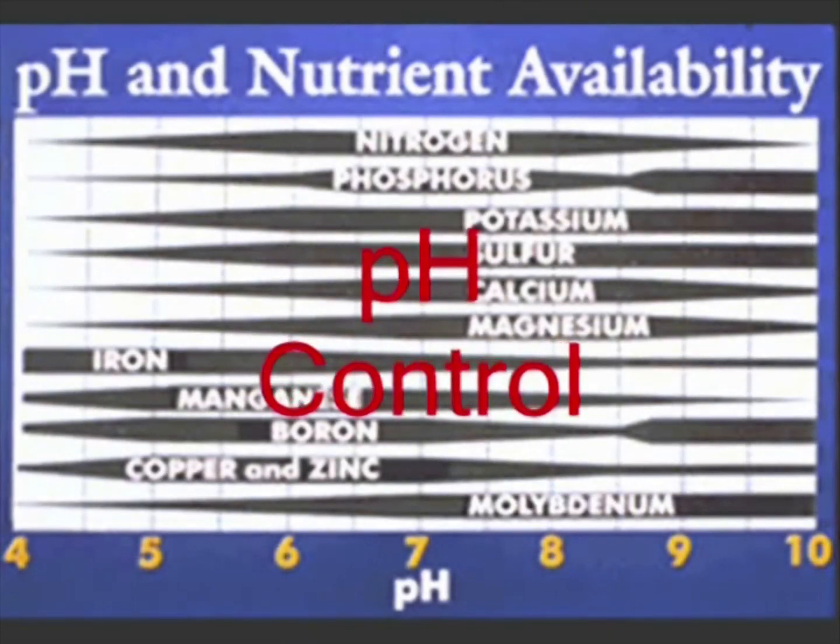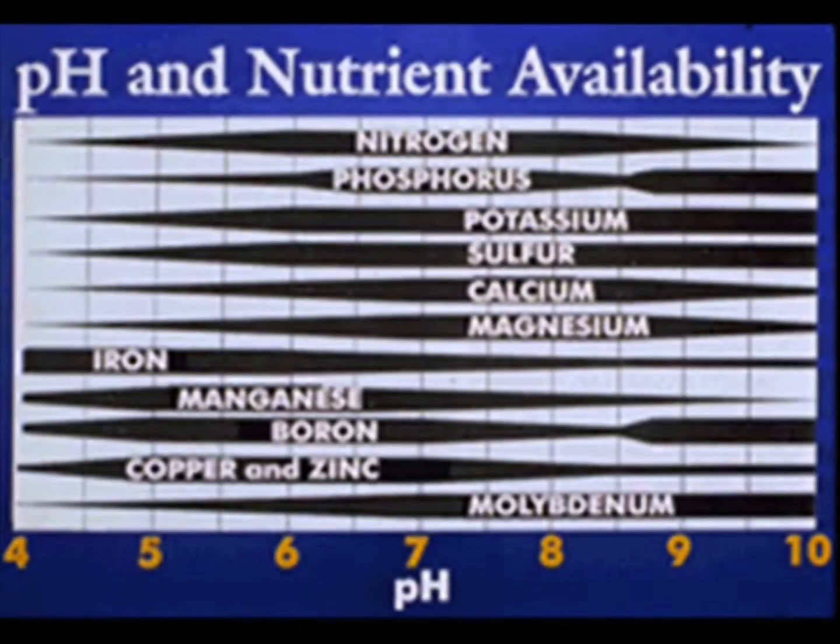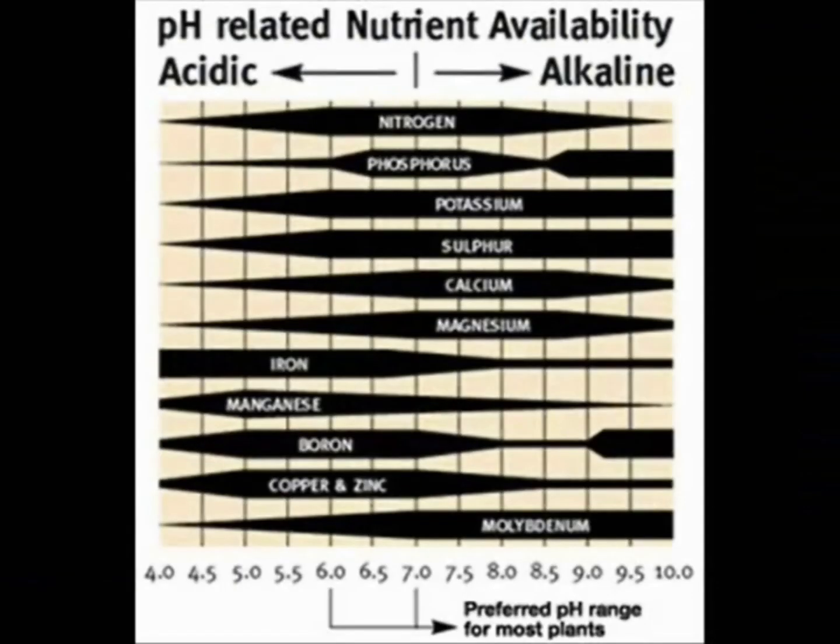Another very important factor to plant growth is controlling the pH of the solution. pH is the measure of the acidity or alkalinity of the solution. The pH scale ranges from 0, which is highly acidic, to 14, which is highly alkaline. A pH of 7 is neutral.